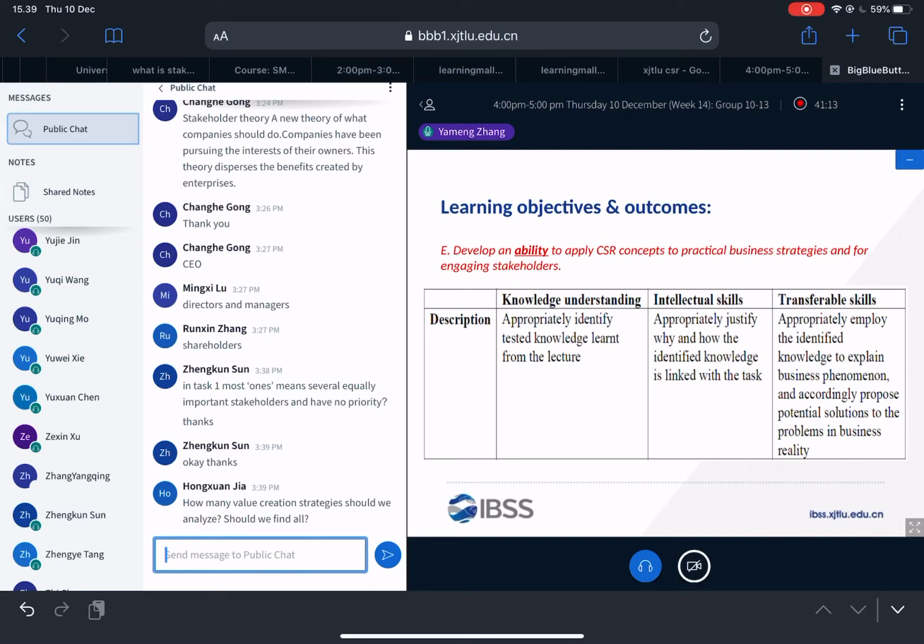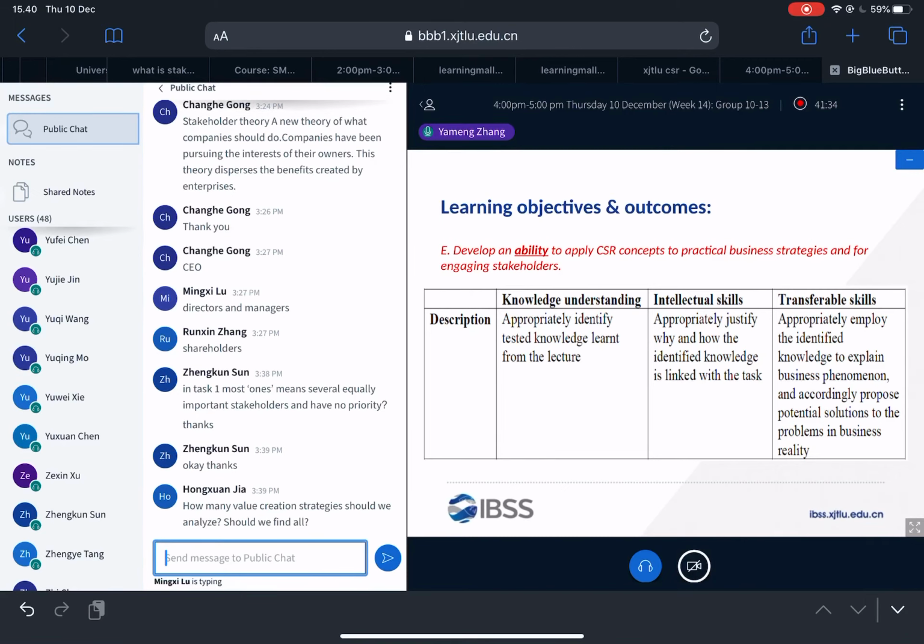How many value creation strategies should we analyze? You just try your best to find value creating strategies. There's no limit on how many strategies you should identify. At least you should provide some useful information to let us know whether you can identify them or not.